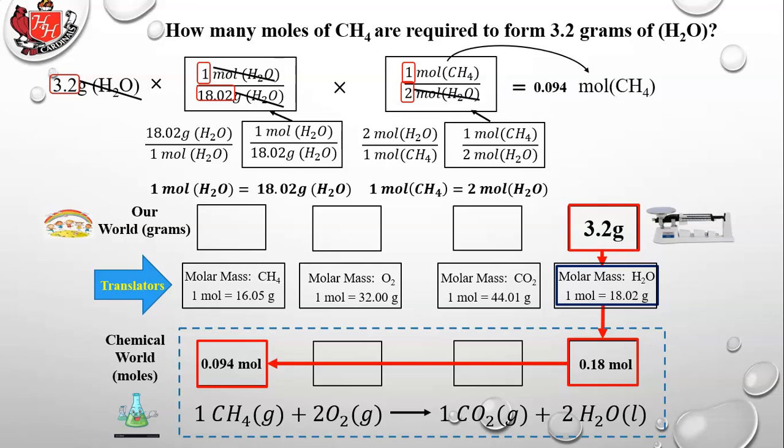Now that's not really part of this. I'm just trying to get you to start to see these relationships here. So you would need 2 times 0.094 moles of CH4. That would be how many moles of O2 you would need to make this reaction work. Okay, so that's a 2-step problem. A little more involved than the last one. You have to start using your molar mass conversions.